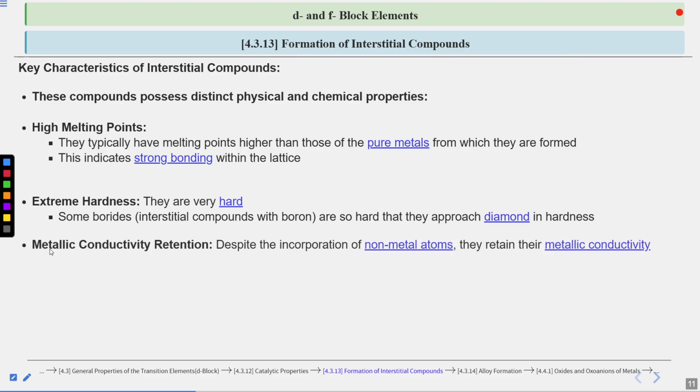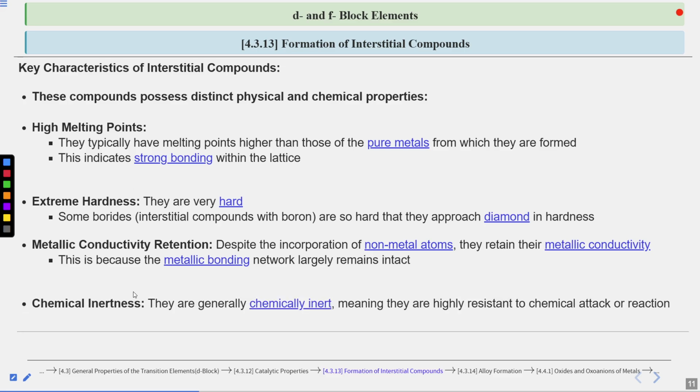The third property is metallic conductivity retention. Despite the incorporation of non-metal atoms, they retain their metallic conductivity. As we are talking about transition metal lattices, their atoms are still metal, right? But in their vacant spaces, non-metal atoms have been filled. Still, after the incorporation of non-metal atoms, they retain their metallic conductivity. This is because the metallic bonding network largely remains intact in the crystal lattice of the metal.